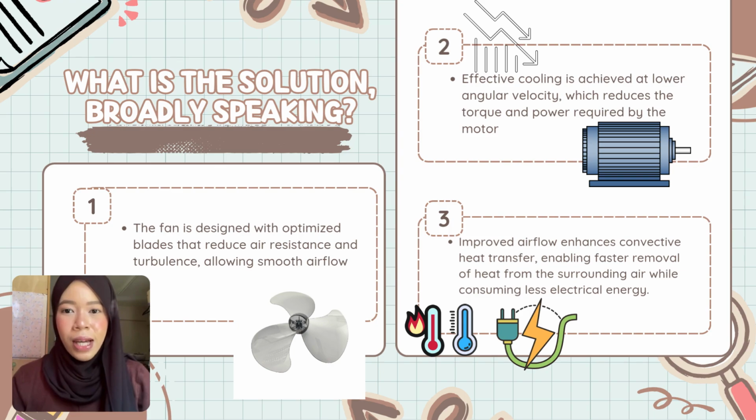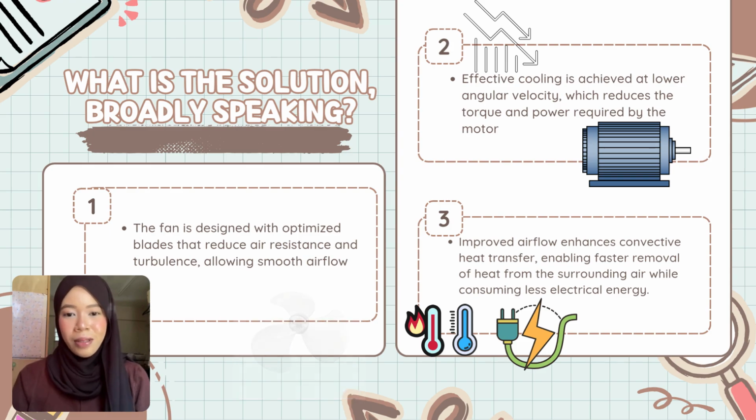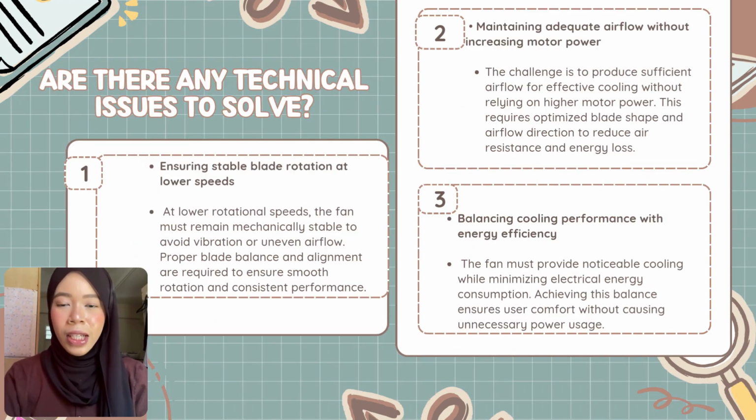The fan is designed with optimized blades that reduce air resistance and turbulence, allowing air to flow more smoothly. Because of this, effective cooling can be achieved at a lower rotational speed. This reduces the torque and power required by the motor, resulting in lower energy consumption. At the same time, the smoother airflow enhances convective heat transfer, allowing heat to be removed more efficiently from the surrounding air. There are several technical issues that need to be addressed in this design.